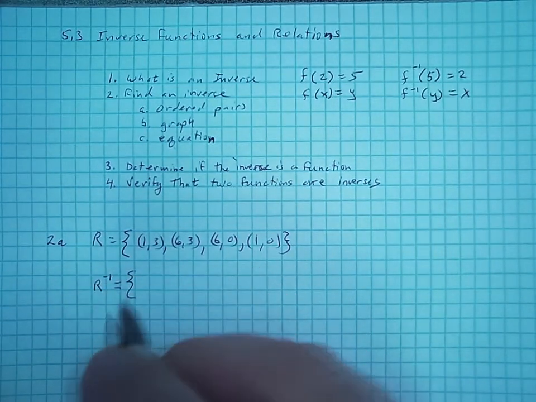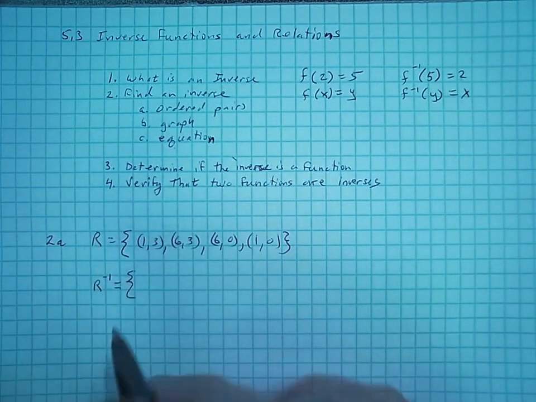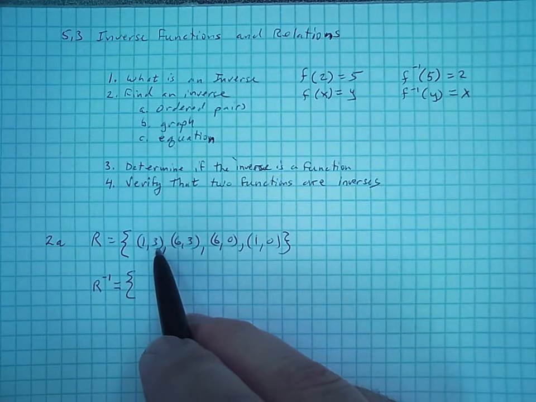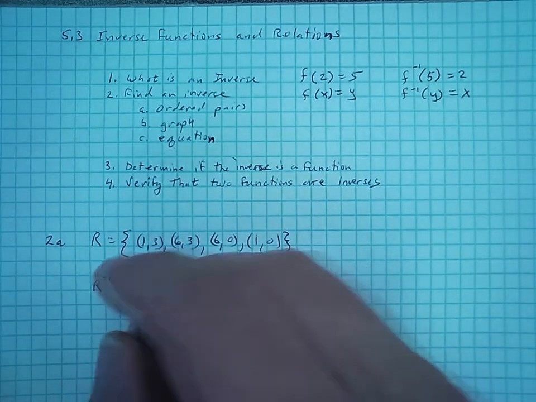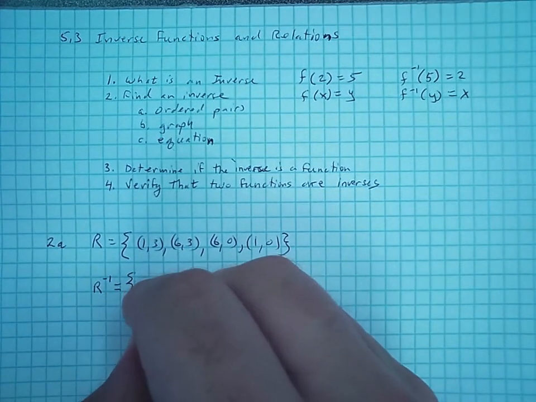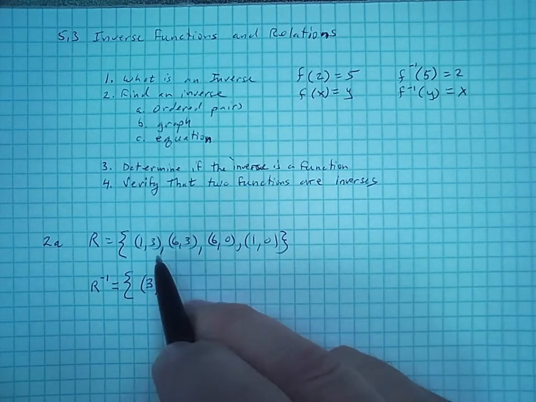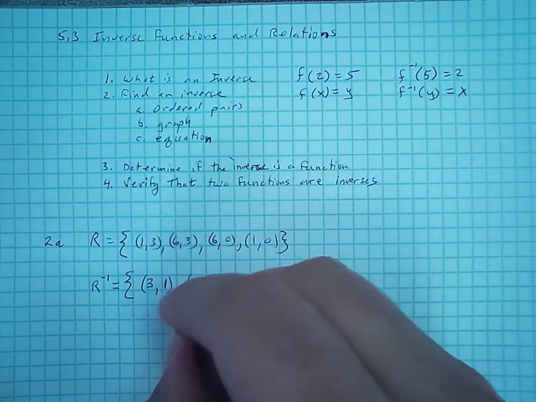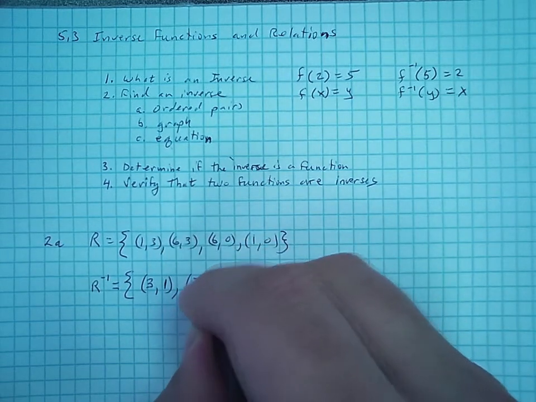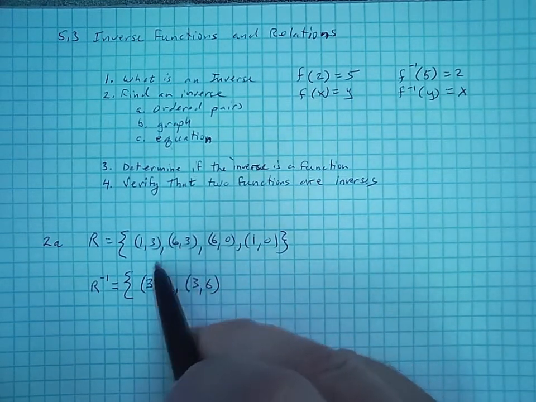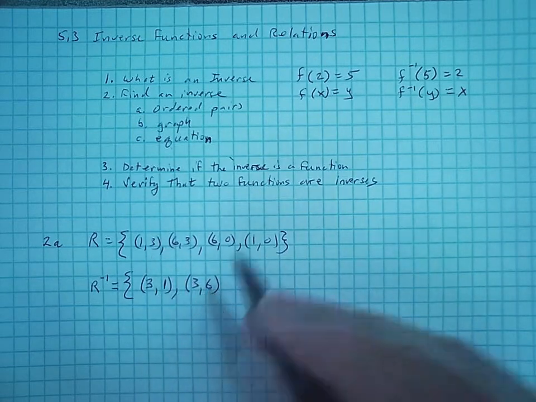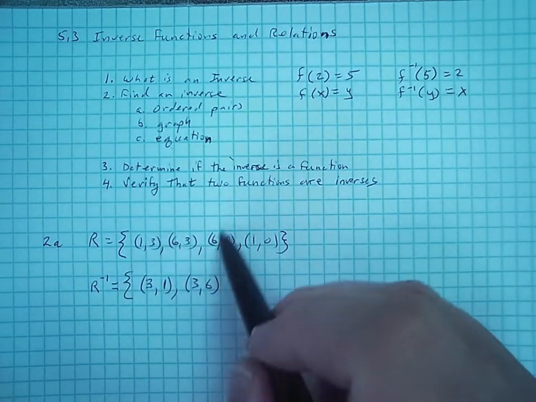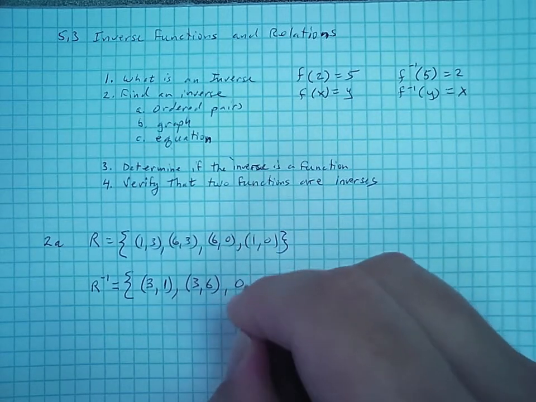So my regular relation, which I call R, not a function, will take a 1 and turn it into a 3. So my inverse relation needs to take that 3 and turn it back into a 1. Just switch the x and the y. For the point 6, 3, my inverse needs to take 3 and turn it into 6. So sometimes it turns 3 into 1, and sometimes it turns 3 into 6. Also not a function. So let's see, 6, 0 makes the point 0, 6.